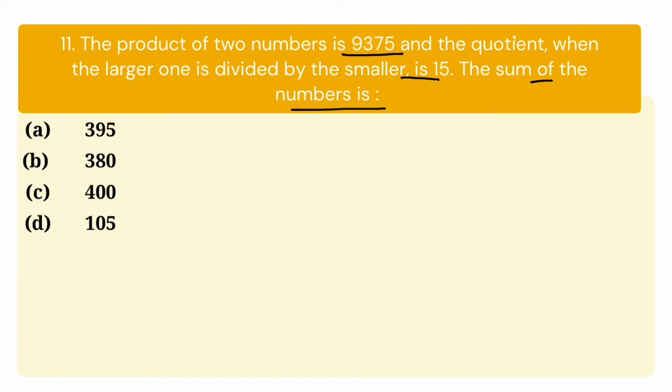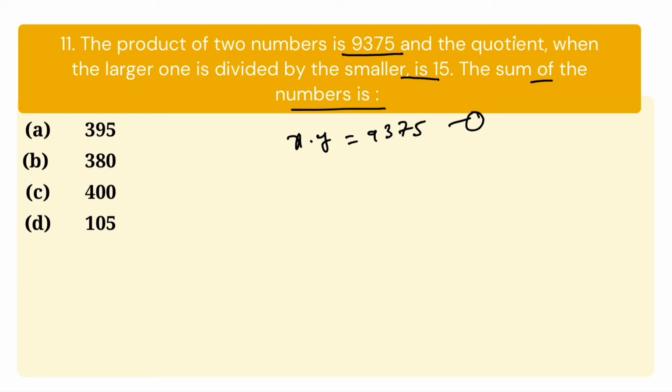So let's decode the given question. The product of two numbers. Let us assume that the two numbers are x and y. So the product of two numbers, x into y, is equal to 9375. Next, the quotient when the larger one is divided by the smaller one is 15.